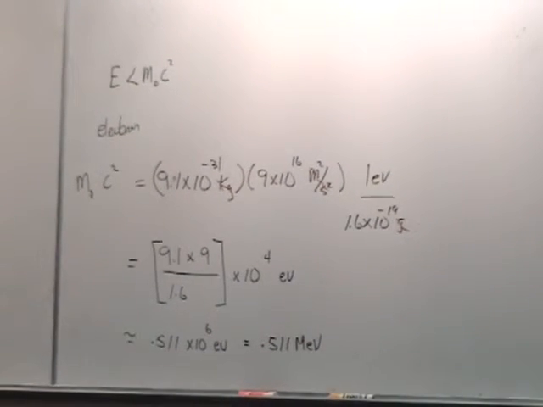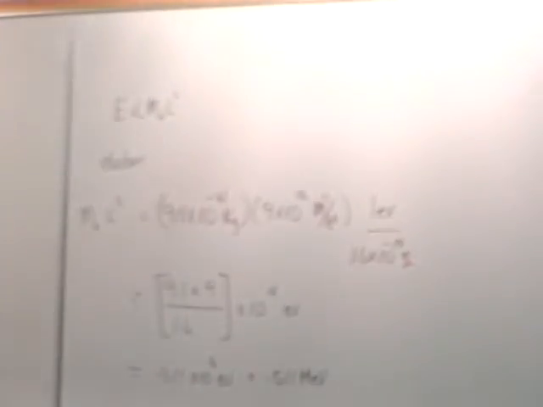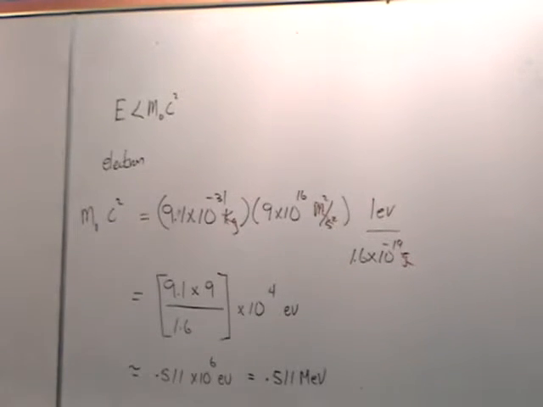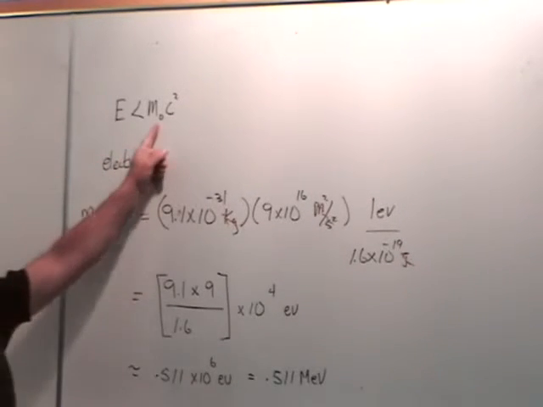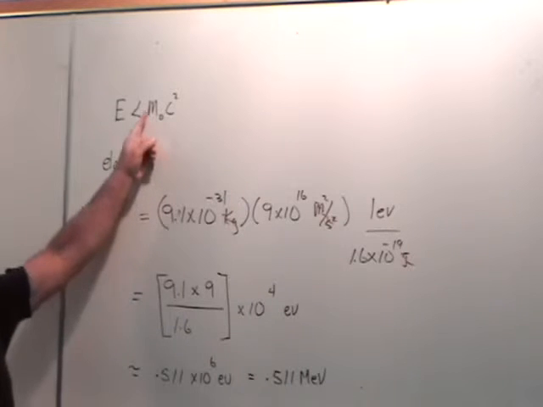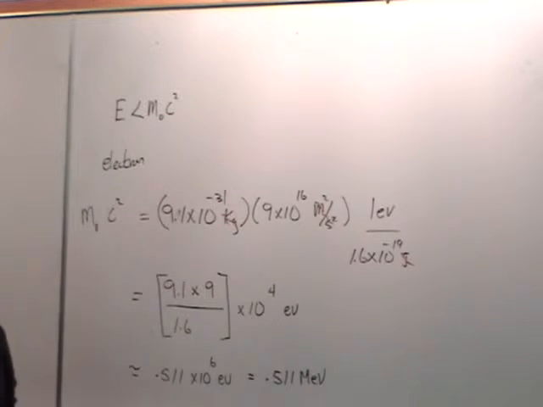But this is an electron moving at C. No, this is just the rest mass energy. No, it's not. I'm not saying the electron is moving at C, but remember, E equals mc squared. So the rest mass energy is the rest mass times the speed of light squared. It's not saying it's moving at the speed of light.